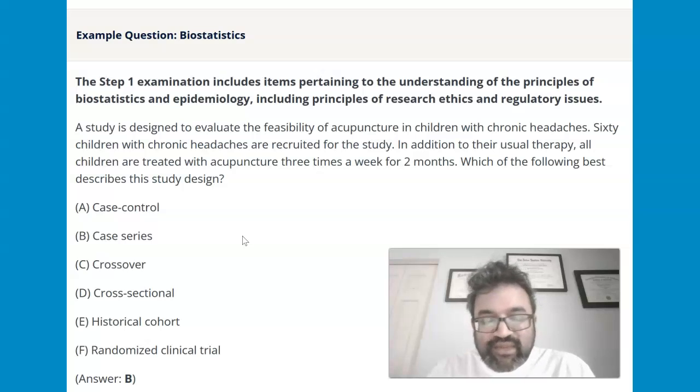So within this, the main context is that a study is designed to evaluate the feasibility of acupuncture in children with chronic headaches. So 60 children with chronic headaches are recruited for this study, which is actually not an unreasonable amount. In addition to their usual therapy, all children are treated with acupuncture 3 times a week for 2 months. Which of the following best describes this study design?